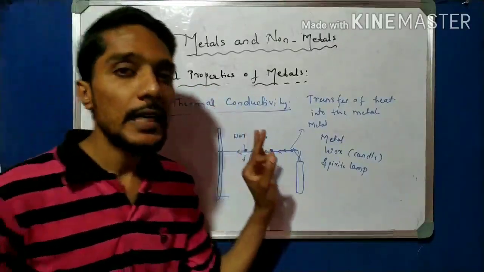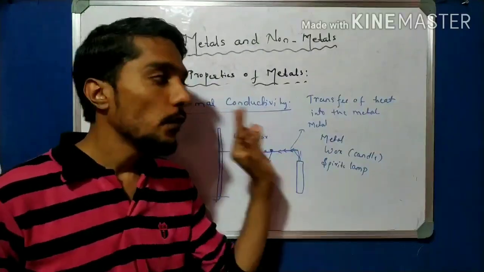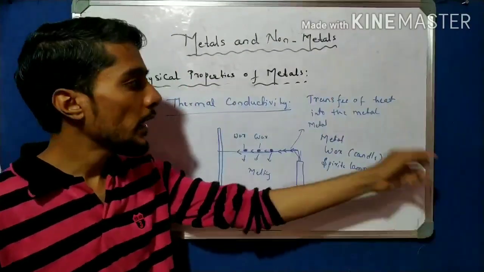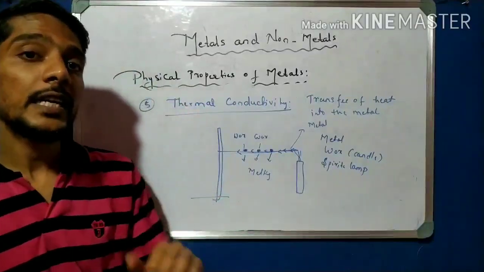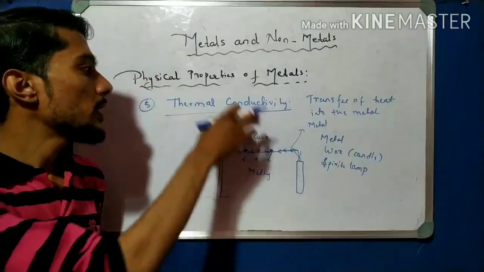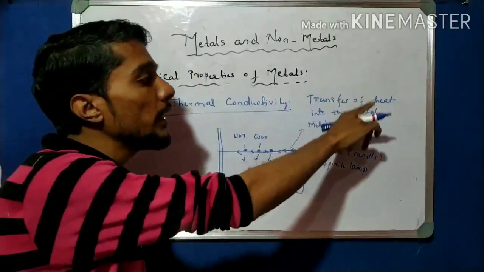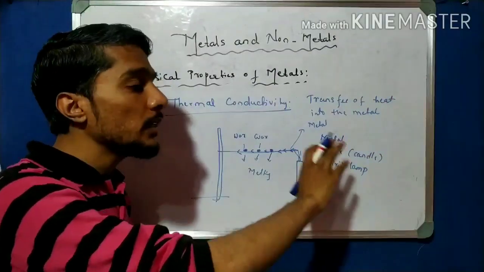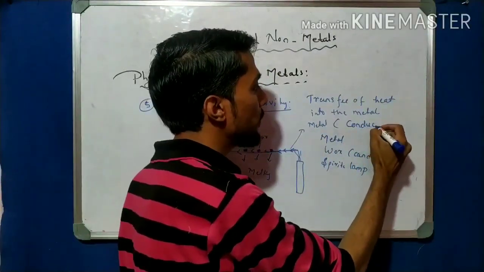So what is thermal conductivity? Thermal is nothing but heat. It is the property of the metal which conducts heat energy, which transfers heat into the metal. That is called the transfer of heat energy into the metals. It is the property of the metal through which the transfer of heat into the metal takes place. That is the conduction of heat energy.